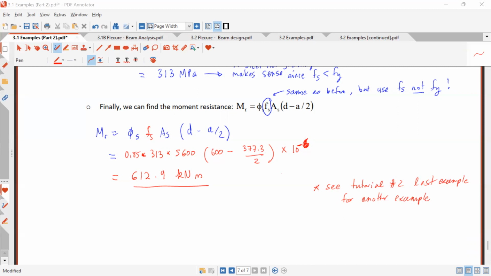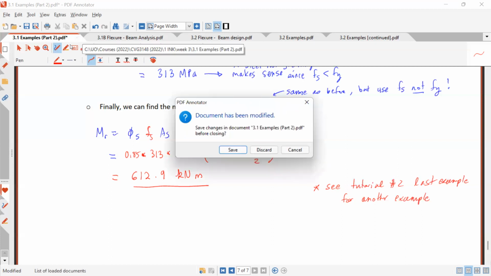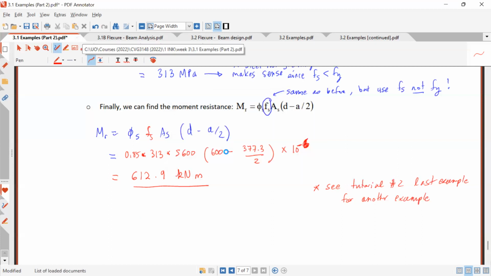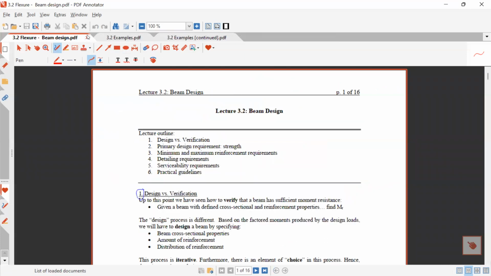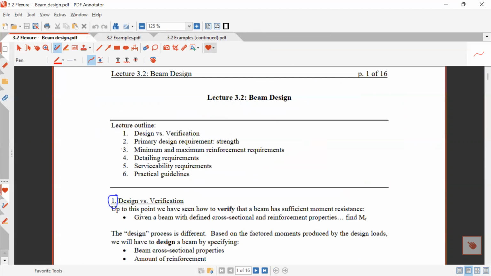So that's 3.1 examples, part 2. We spent quite a bit of time, but we've done all these 3.1 examples. Let's now go back to beam design, lecture 3.2, and we're going to do a few examples related to beam design. This handout, beam analysis, we're done now. Beam design, we covered this handout. We've looked at the minimum and maximum reinforcement, the detailing requirements, serviceability, and so on. All these things apply whether you do analysis or design.